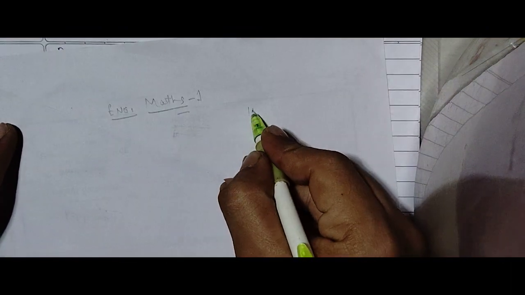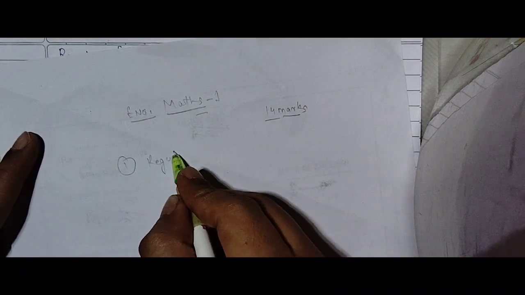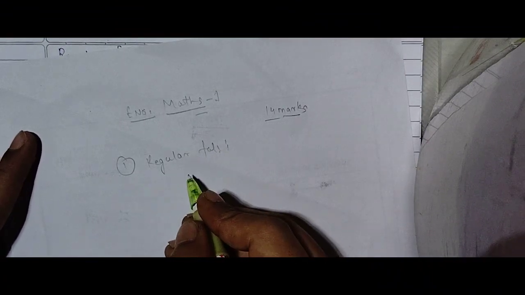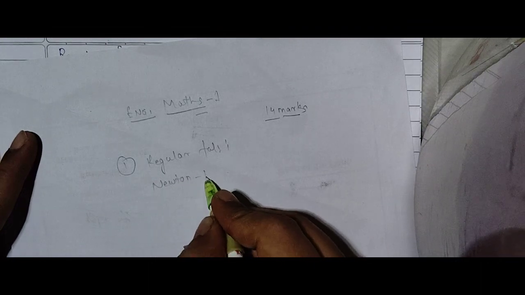So in this video I am going to cover two topics, you can say 4 topics, out of which 2 will definitely come for a total of 14 marks. So in short, in this video we are going to cover 14 marks topics. So what are those topics? First one is our regular FALSI method. The second one is Newton-Raphson method.